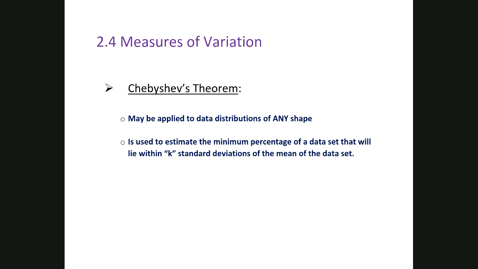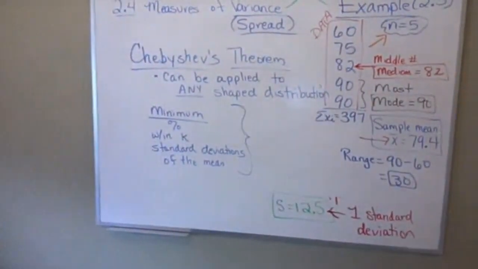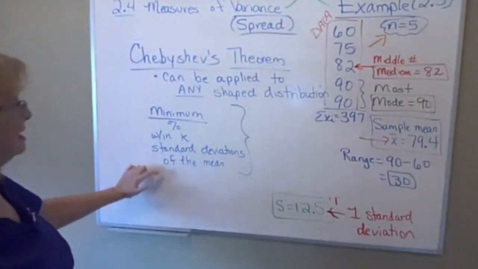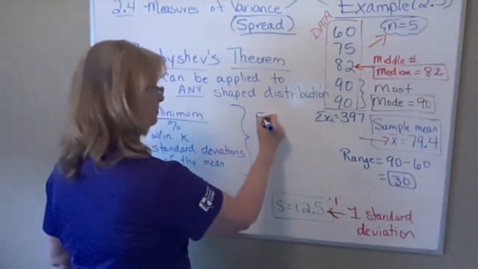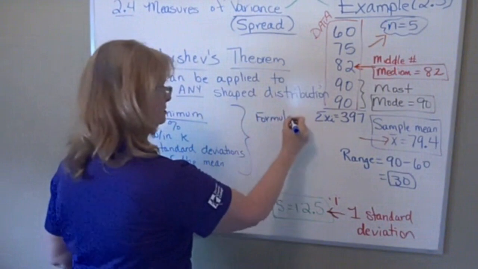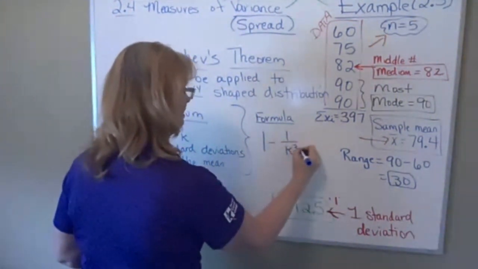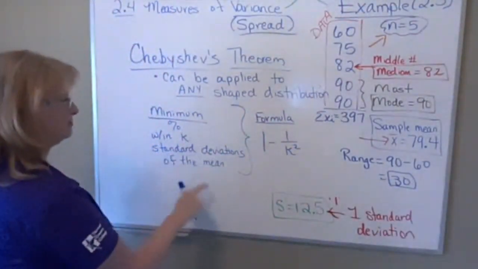Emphasize, it gives you a minimum percent. So the percent might be higher, but this is going to give us a minimum. Chebyshev's theorem gives you the minimum percent within k standard deviations of the mean, and it's a formula to find this minimum percentage. That formula is 1 minus 1 over k squared.